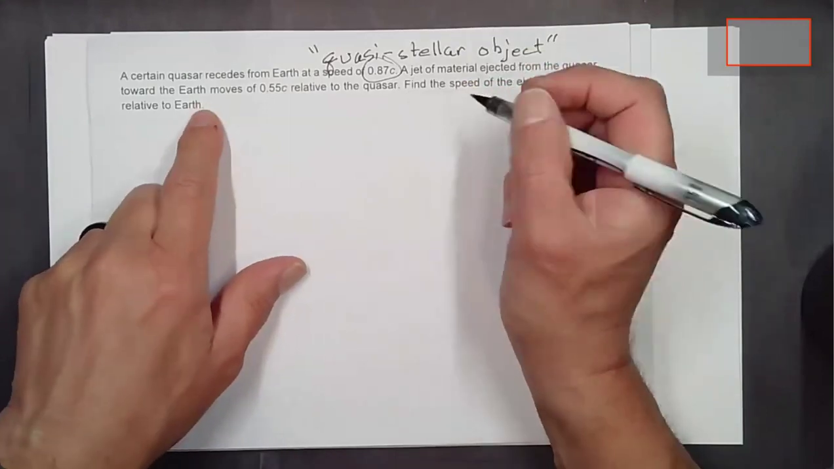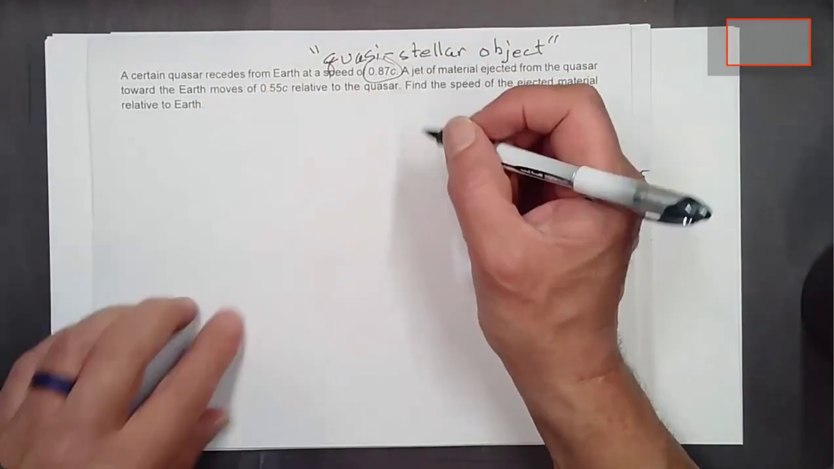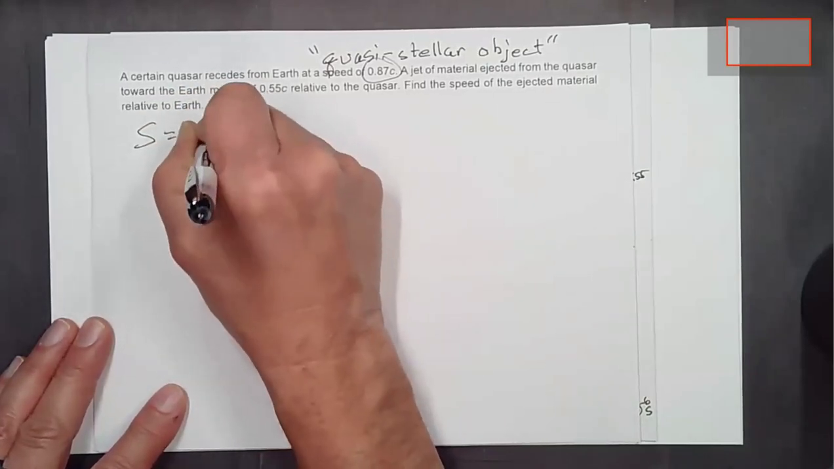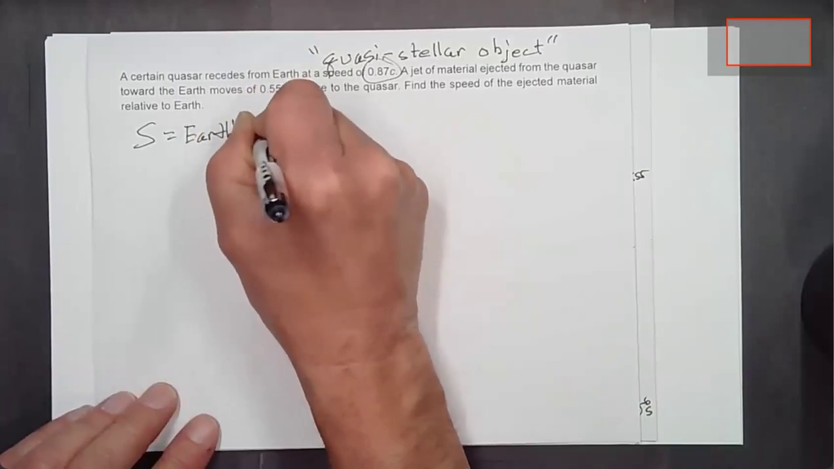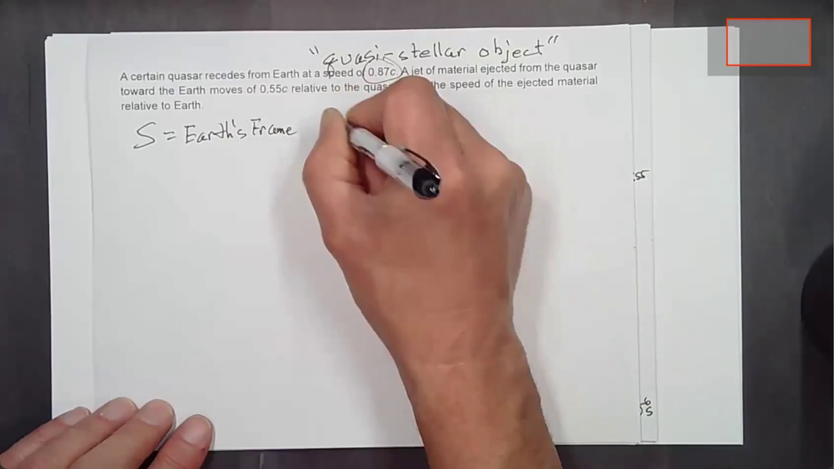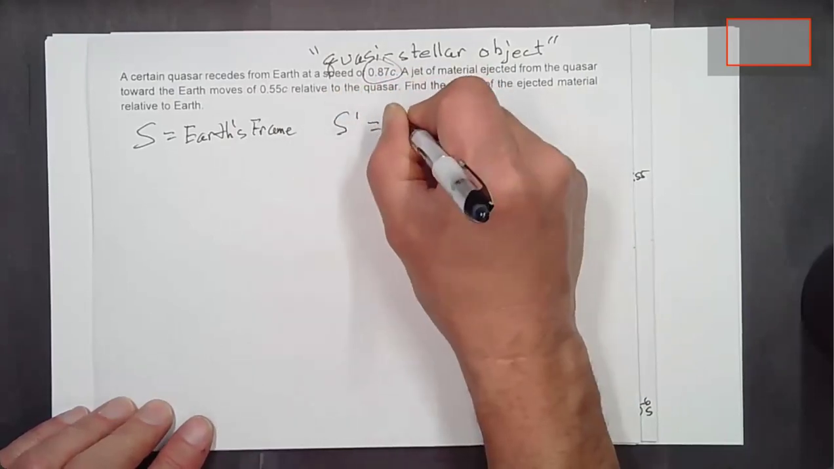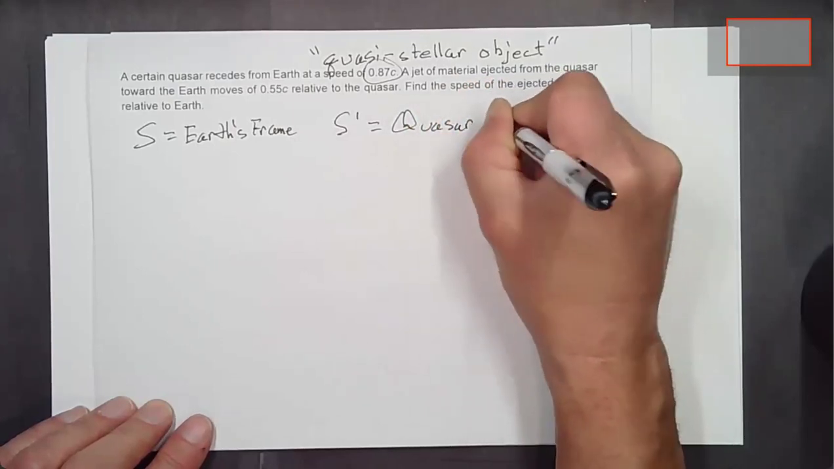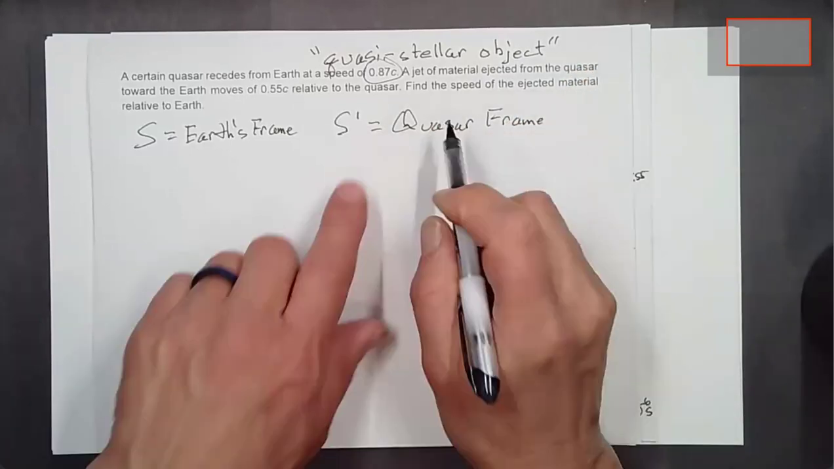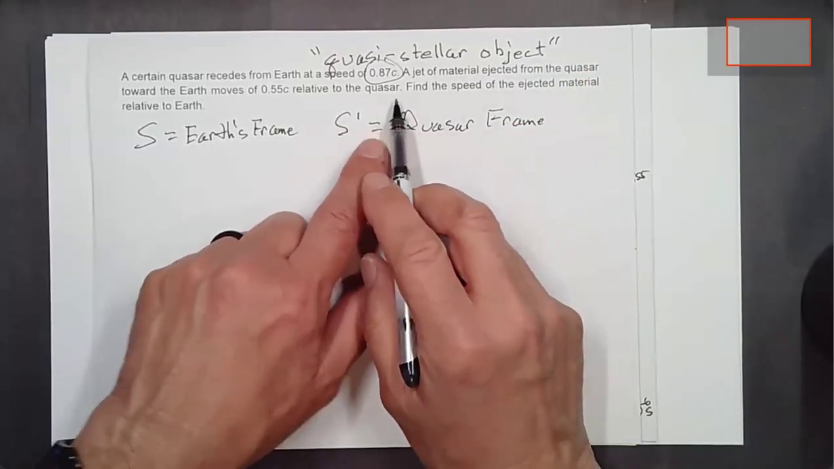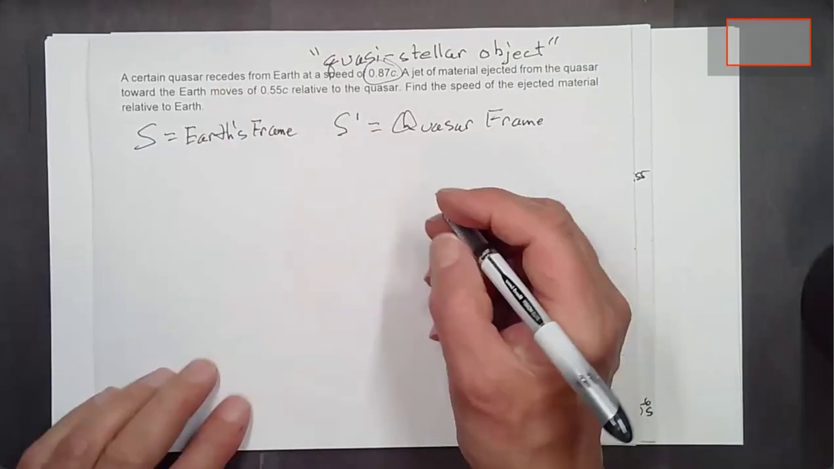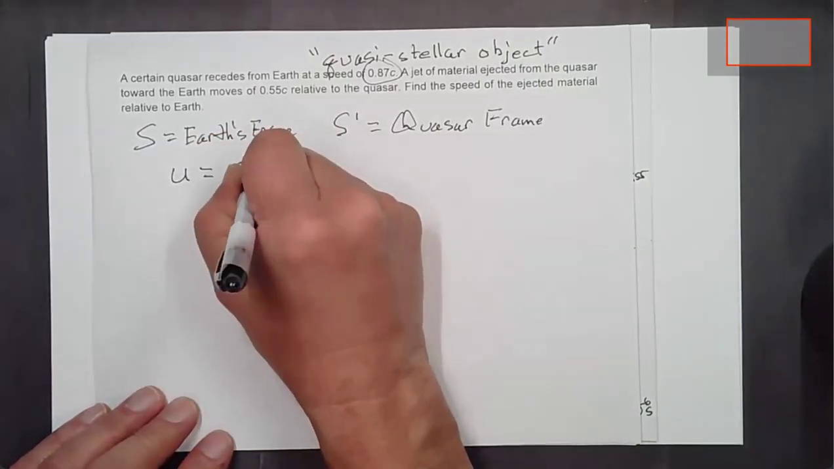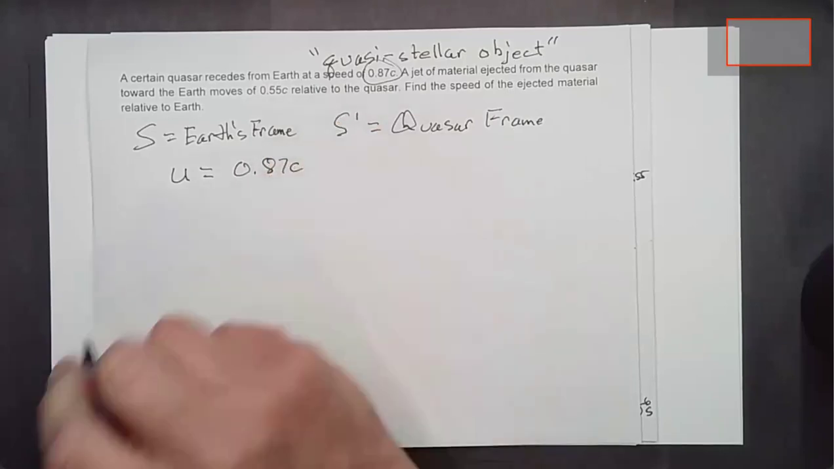So that's what we've got here. So let's let the Earth be the fixed reference frame. So S is equal to Earth's frame. And S prime will equal the quasar frame. Now, u is the speed of the quasar relative to the Earth, and it's receding. That means it's moving away. So u in this case will equal 0.87 times the speed of light.